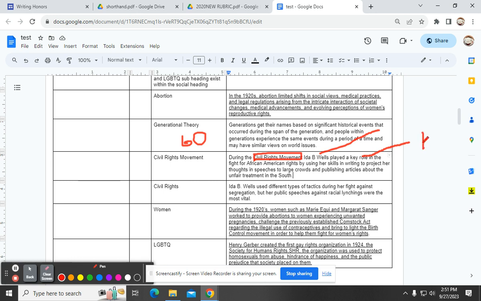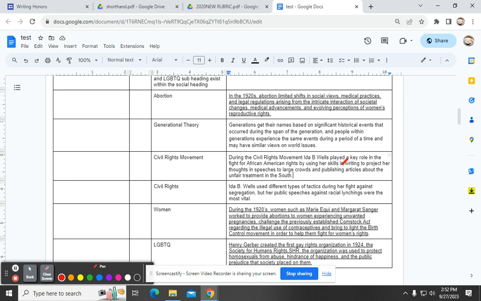I would say this is an opportunity for you to answer the questions how or why. You're saying that she played a key role. Well, how does the reader know that? What exactly are you arguing? But they do kind of address that. "Using her skills in writing..." I don't know how you would gauge skills in writing. Are you going to cite all of her test scores from school? I guess that would work. I don't know that I would want to read that essay. "To project her thoughts and speeches to large crowds and publishing articles about the unfair treatment in the South."